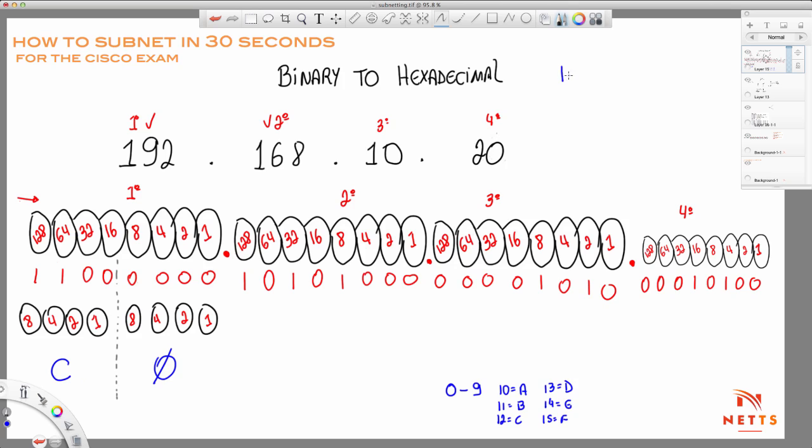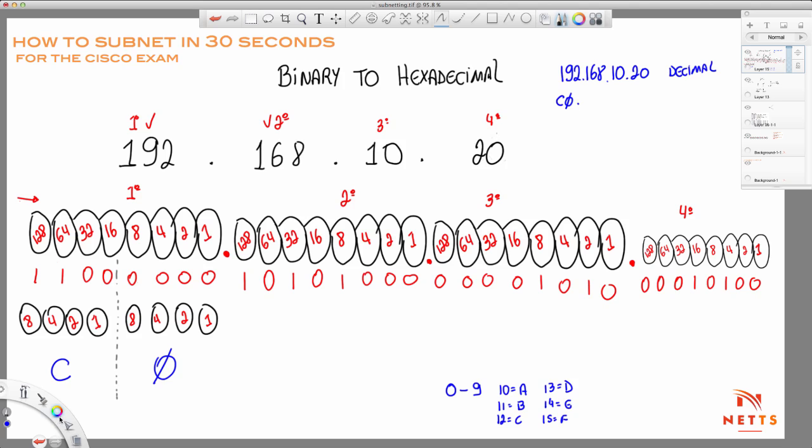So 192.168.10.20 in decimal is the same as C0 for the first octet. Let's go for the second one.